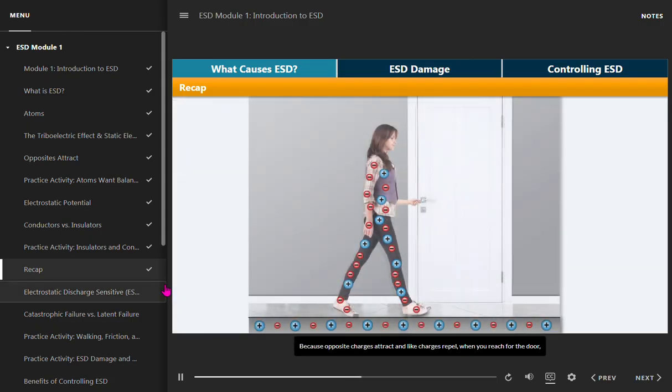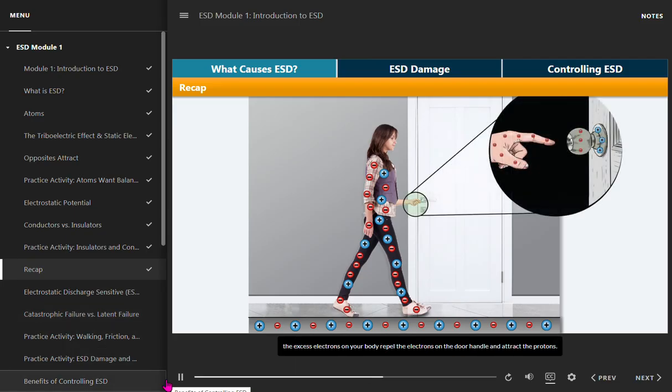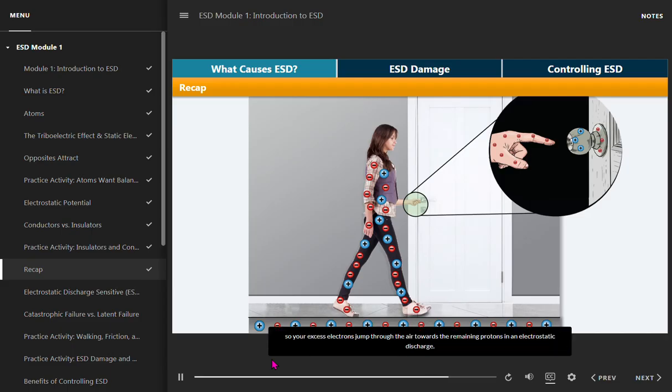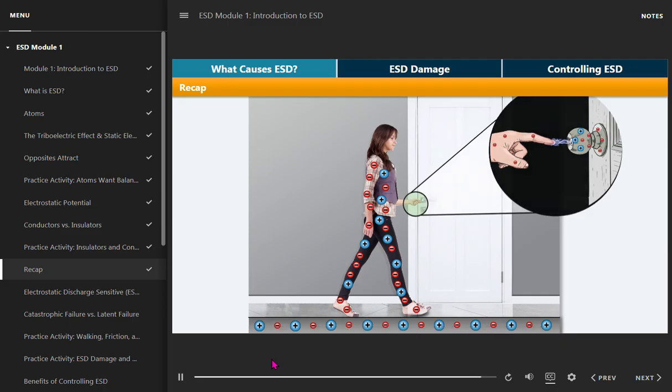Because opposite charges attract and like charges repel, when you reach for the door, the excess electrons on your body repel the electrons on the door handle and attract the protons. The door handle's atoms are balanced, but you are at a higher electric potential, so your excess electrons jump through the air towards the remaining protons in an electrostatic discharge.